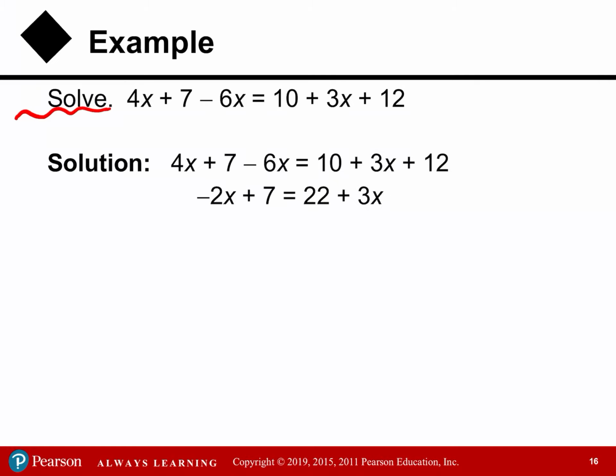So we can see we have our left-hand side and our right-hand side. In our left-hand side, I see I have several x's. Let's go ahead and add and subtract them. So we have 4x minus 6x. That gives us negative 2x. And we have that plus 7 still in our problem. In our right-hand side, we have a 10 plus 12. 10 plus 12, we get 22. And I'm left with just the 3x. Okay, we cleaned it up a bit.